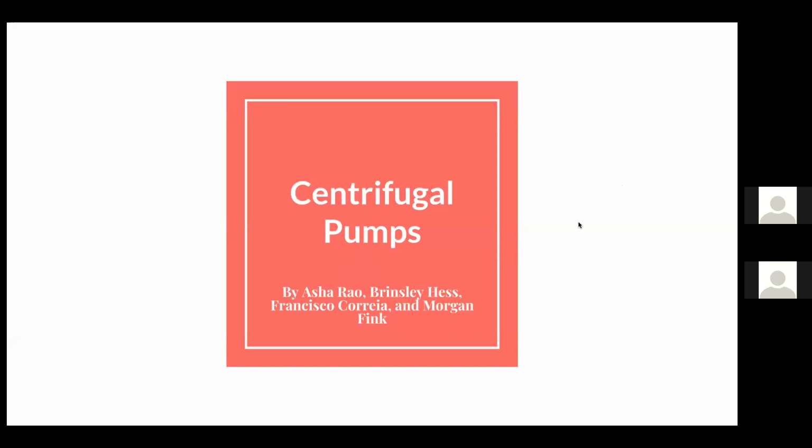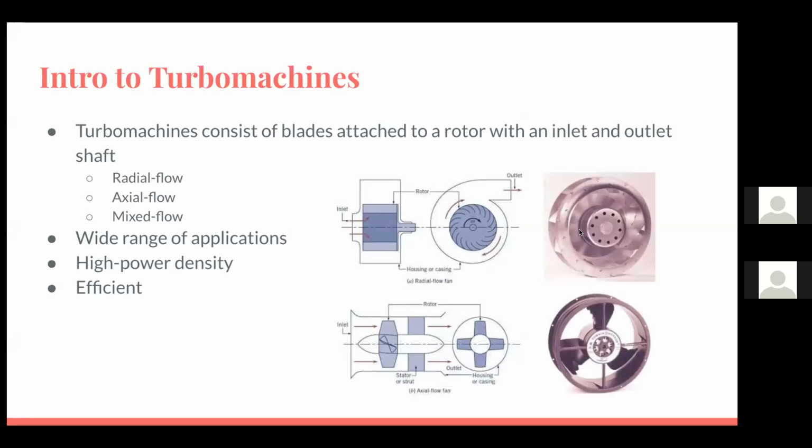Hello, so today we're going to be talking about centrifugal pumps. More broadly speaking, centrifugal pumps can be described as turbo machines, which consist of blades attached to a rotor with an inlet and outlet shaft that guide the fluid flow. Then there's three different types of turbo machines. There's radial, axial, and mixed flow.